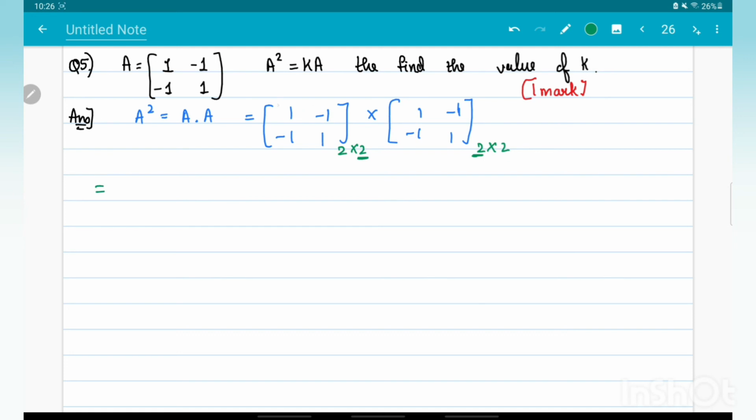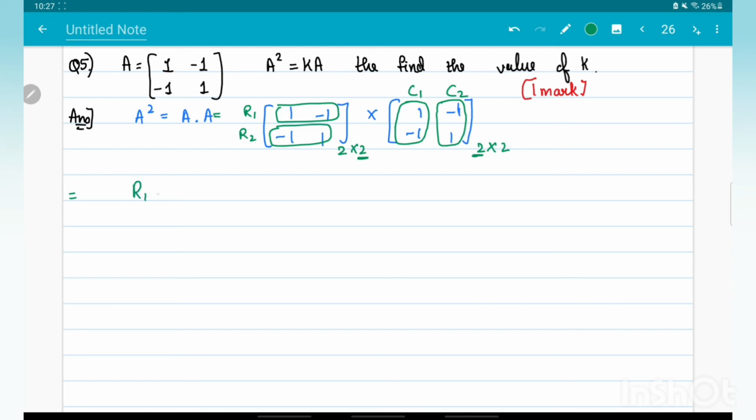Now when I multiply, this is the first row, this is the second row, this is row 1, row 2, and over here this is the first column, this is the second column. So by now we know how to multiply two matrices. Okay, right? So first I'll multiply row 1 with both the columns, column 1 and column 2, and then I'll multiply row 2 with column 1, and then I'll multiply row 2 with column 2.